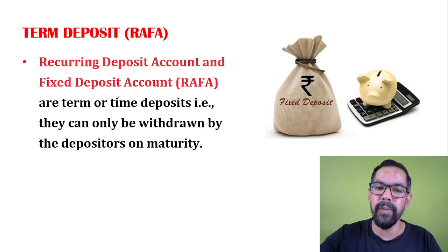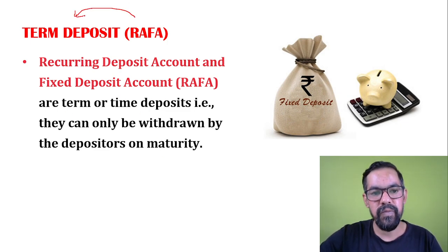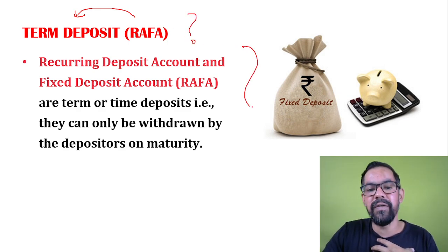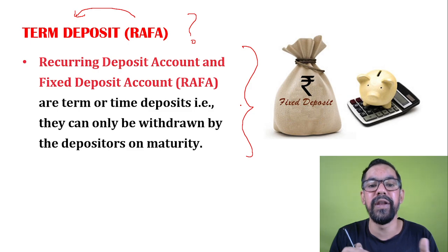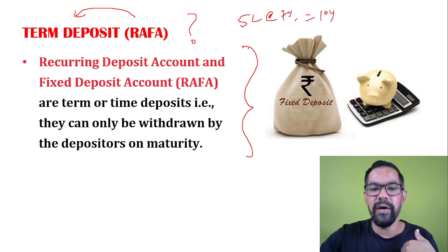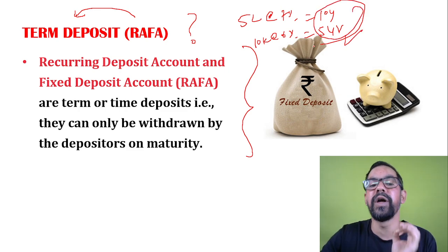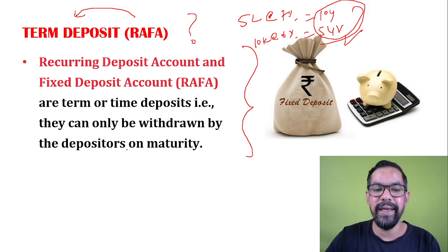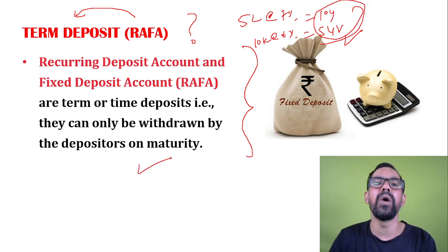Now, FDs and RDs are also known as term deposits. Why are they known as term deposits? I already told you, in case of FD and RD, the bank generally holds that money for a fixed time duration. Like you open an FD with 5 lakh rupees at the rate of 7% for 10 years. You open an RD of 10,000 rupees per month at the rate of 6% for 5 years. In both cases, the time duration or maturity period for that product is fixed. So FD and RD, being term or time deposits, can only be withdrawn by the depositor on maturity.